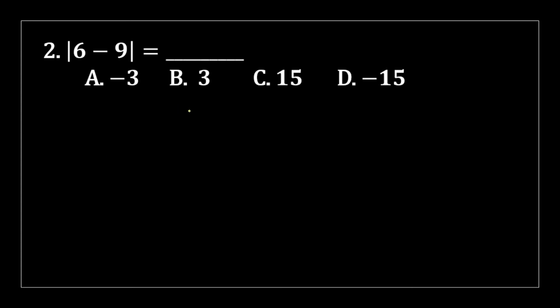So if we try to solve this, we have the absolute value of 6 minus 9. So let's compute 6 minus 9 and we have negative 3. Now, how far is negative 3 from 0? Negative 3 is 3 units away from 0. So the answer is technically the positive value of the number that is inside these bars. So in this case, the answer is 3.